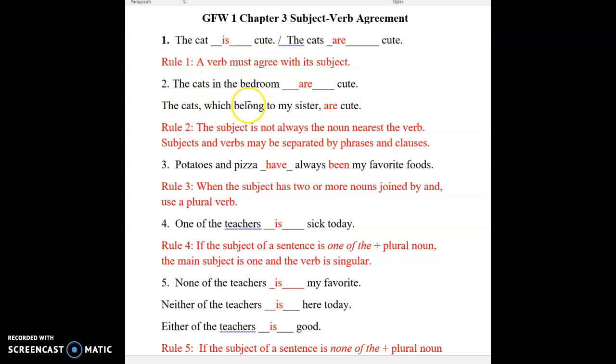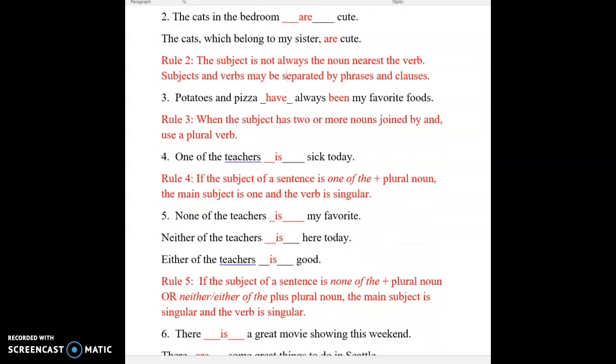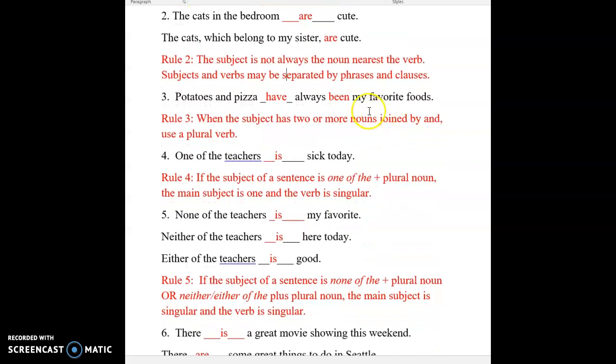Okay? And as an aside, in an adjective clause, this verb has to agree with this noun too. So the cats belong to my sister. All right. In the third rule, when the subject has two or more nouns joined by and, use a plural verb. So potatoes and pizza, that's a plural subject.